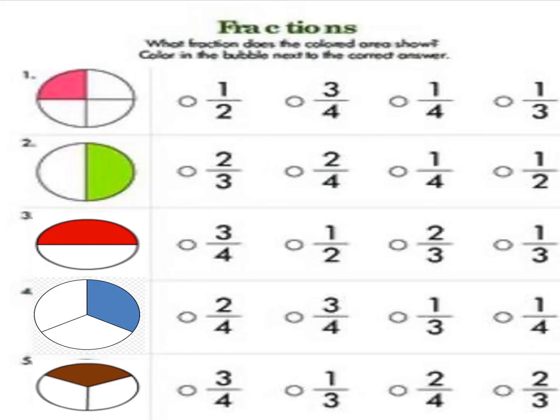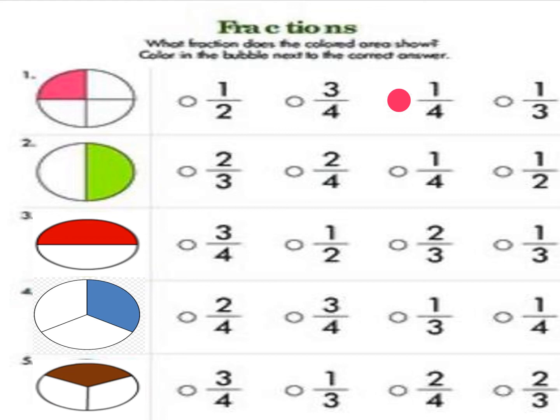Here I have the shape and choose the correct answer. The first one, circle divided into 1, 2, 3, 4, 4 parts, and color one part. So it will be the number of the colored over the total parts. So the number of the colored 1 over 4. So it will be 1 over 4, 1/4 or quarter.